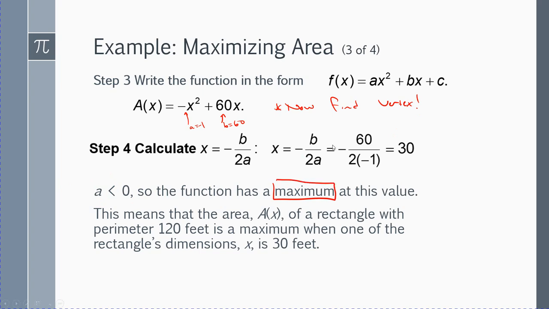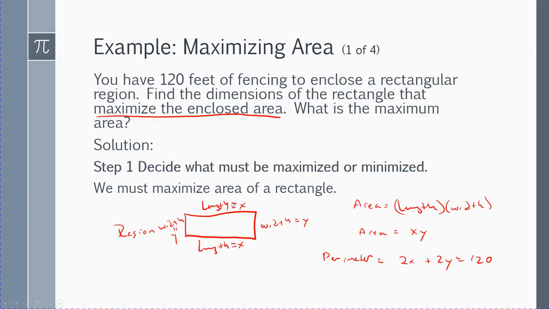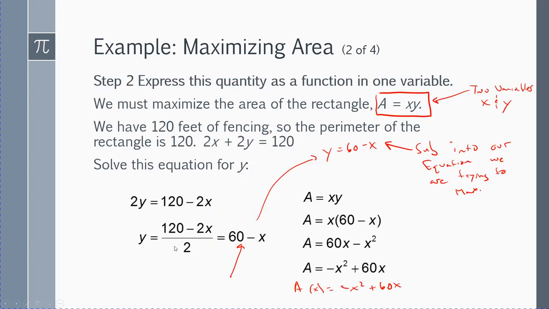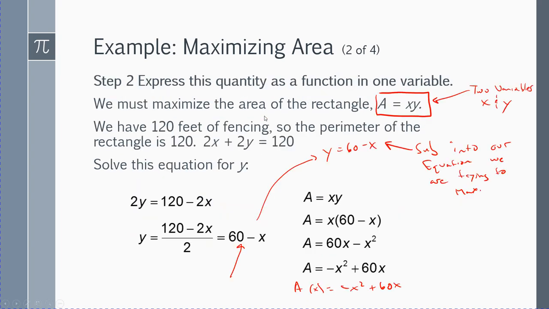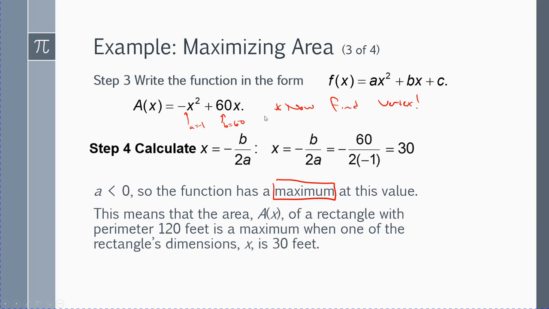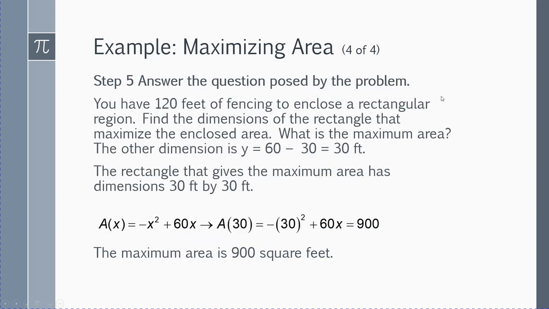Going back here, this is what's awesome. We're able to figure out that the length here must be 30. And you can even figure out the y. y is 60 minus x, so 60 minus 30. So it's a 30 by 30. It's actually a square, but squares are rectangles too, so it's all good. So this means that the area A(x) of the rectangle with perimeter 120 feet is a maximum when the rectangle's dimension x is 30 feet. So answer the question posed.